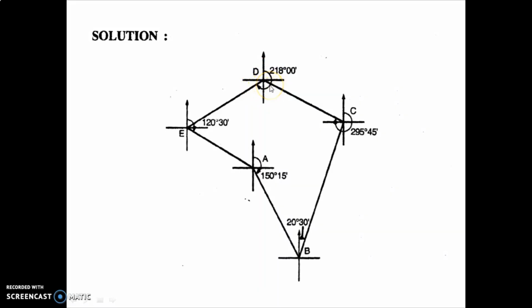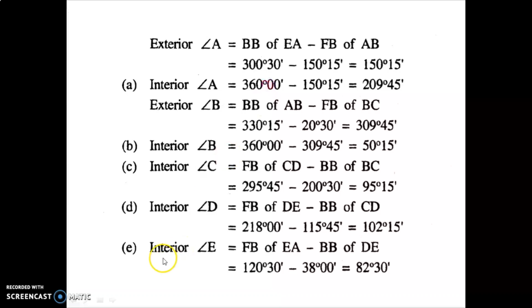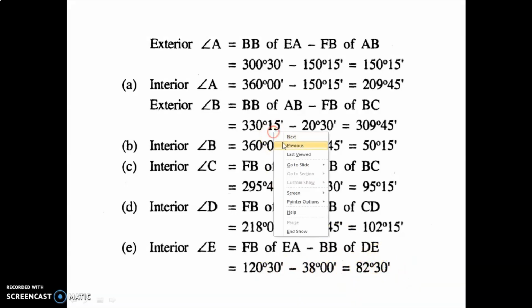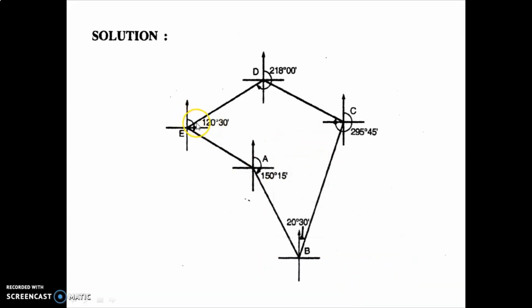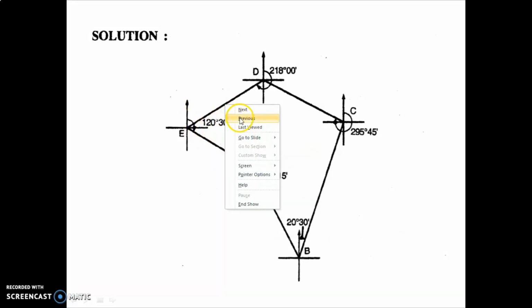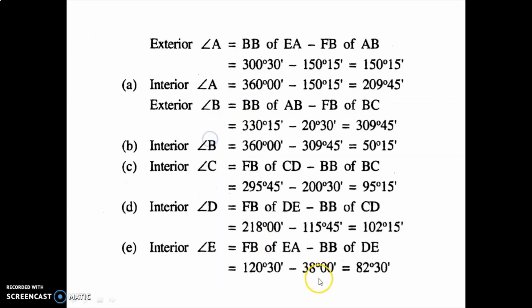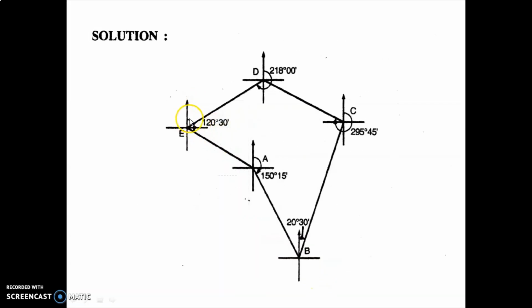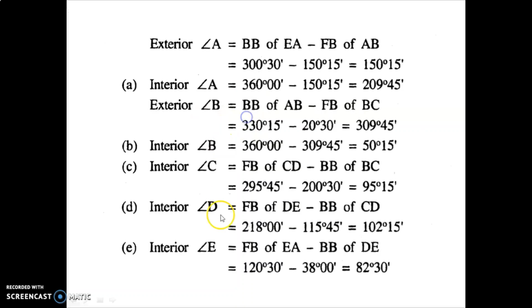So this is the interior angle D. In the same way, to calculate angle E, two readings are required: forebearing of line EA and back bearing of line DE. The forebearing of line EA is 120 degree 30 minute minus the back bearing of line DE, 38 degree. Your answer is 82 degree 30 minute. You can see here 120 degree 30 minute and 38 degree, from here to here. Again the angle is formed inside the traverse, so again it is an interior angle.